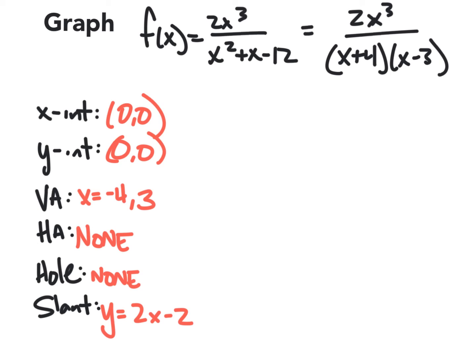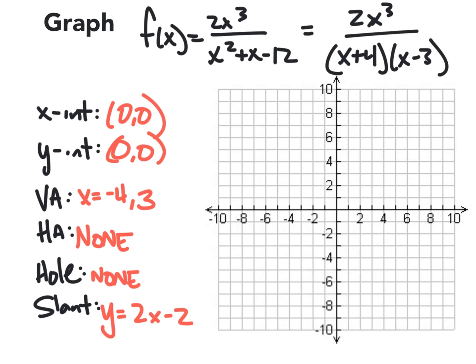All right, now let's start graphing it. The first thing you want to do is plot your x and y-intercepts, your asymptotes, and the slant asymptote. So here, I've already got the vertical asymptotes and my x-intercept. Now for the slant asymptote, I'm just going to graph the line 2x minus 2, and I'm going to make it a dashed line. This is an asymptote that is slanted.